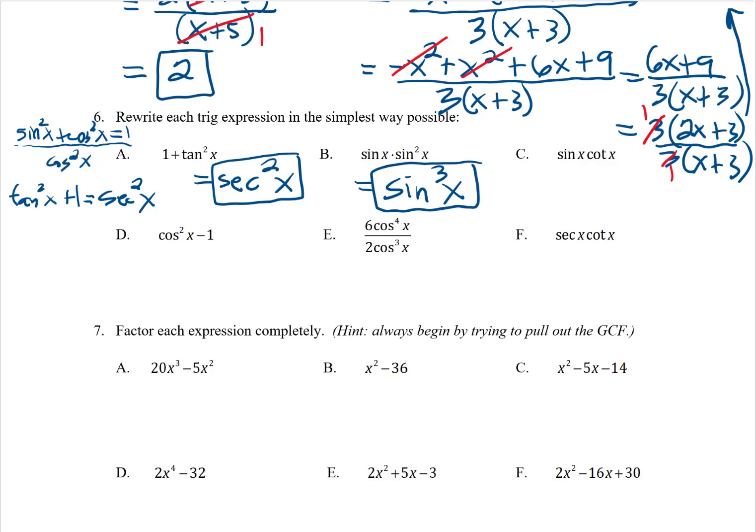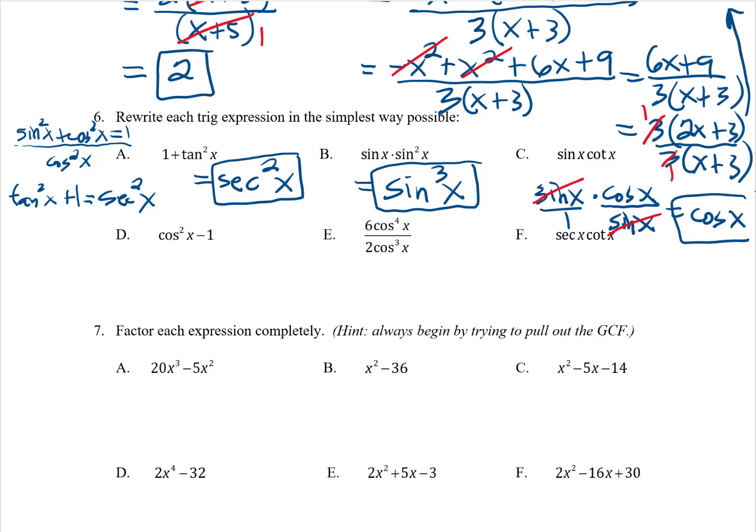Letter C, I have sine x times cotangent x. What I'm thinking about here is that cotangent x can be replaced using that quotient identity, which is cosine x over sine x. And that works out very nicely because now I have some cross-canceling I can do here. And the only thing I have left is just cosine x. And that would be the final simplified answer.